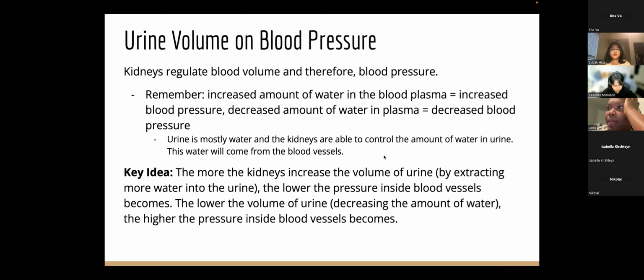So basically, the more the kidneys increase the volume of urine by extracting more water into the urine, the lower the pressure inside your blood vessels becomes. And the lower the volume of urine, decreasing the amount of water, the higher the pressure inside your blood vessels will become. So it's kind of like an inverse relationship for both concentration of ECF and your blood pressure.